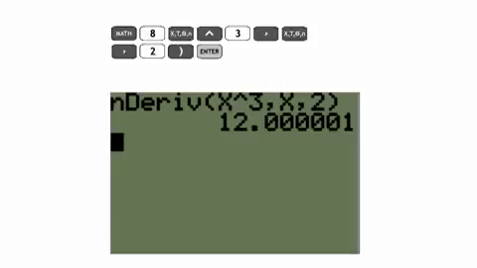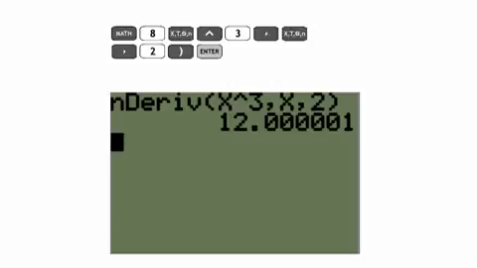Select the Math button, choose option number 8, which is numerical derivative. Now we type in the function, variable button raised to the third power, comma, with respect to x, so comma, variable button, comma, at x equals 2, and close the parentheses. So what we're seeing here is that the numerical derivative is very, very close to 12.